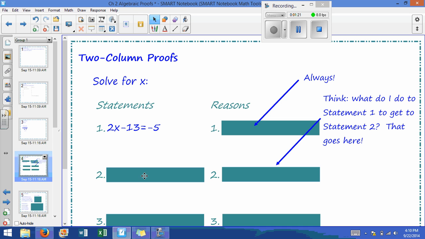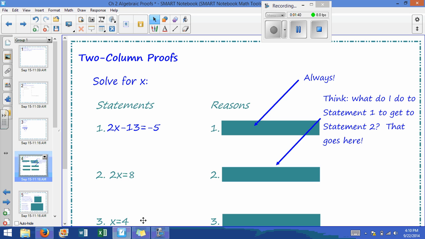Well, what I did first is I added 13 to both sides. You'll notice I didn't show my step between here, I didn't show the plus 13, the plus 13. This is one of those rare instances in math where you don't necessarily have to show all of your work. After that, I divided by 2, and I got my answer, x equals 4. I'm not showing this step in between, and the reason why is because I'm taking care of that in my reasons.